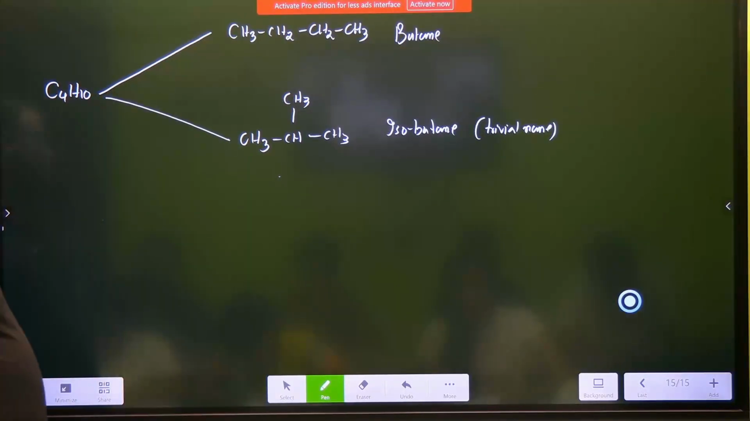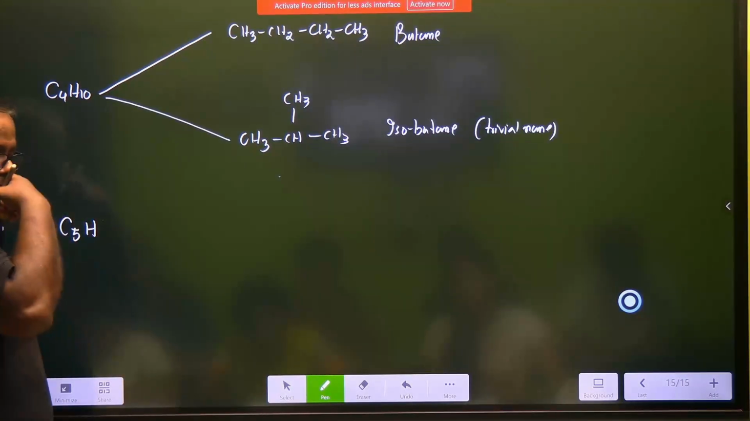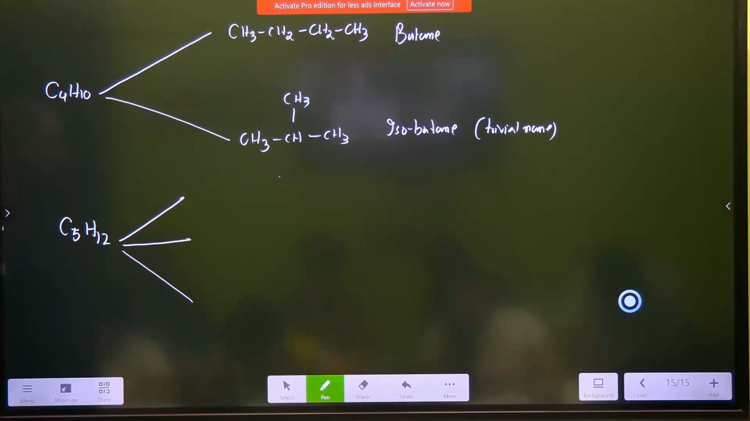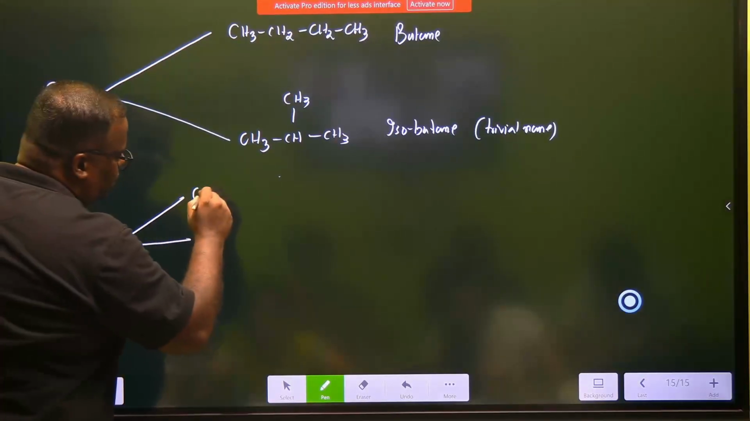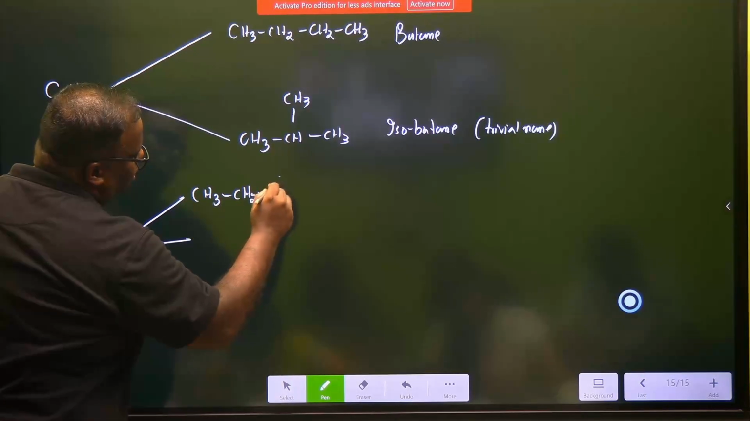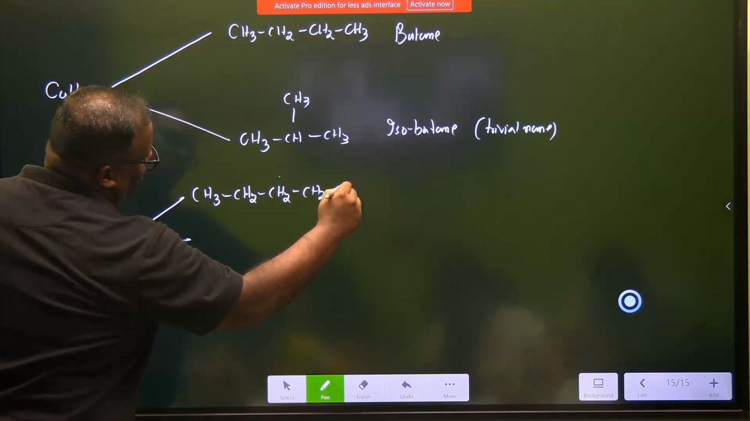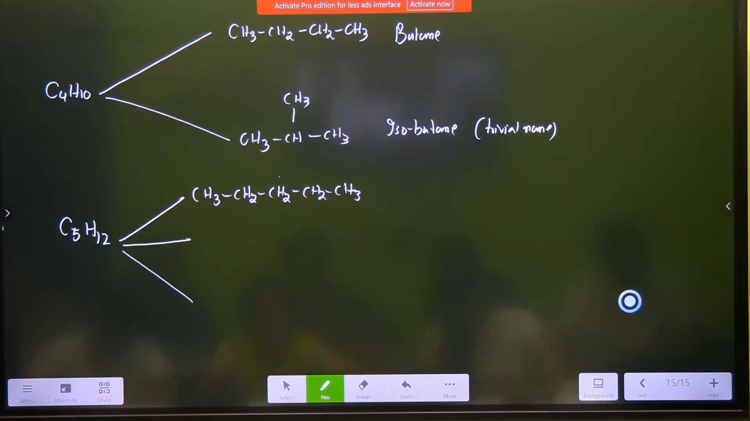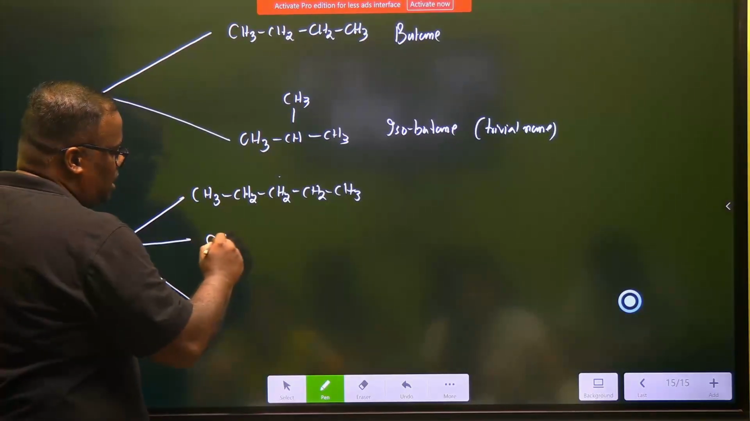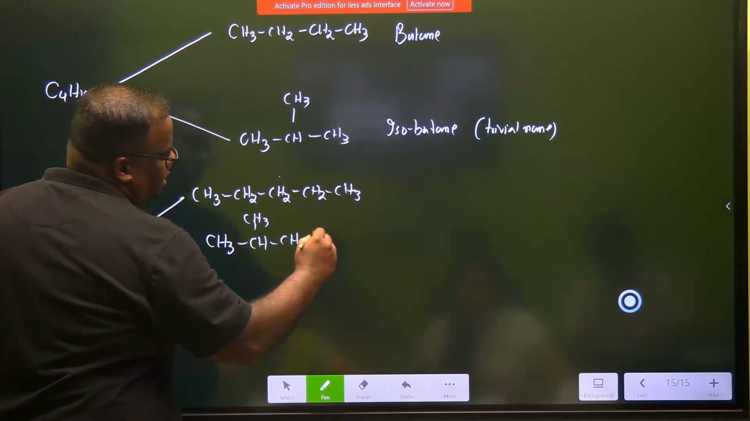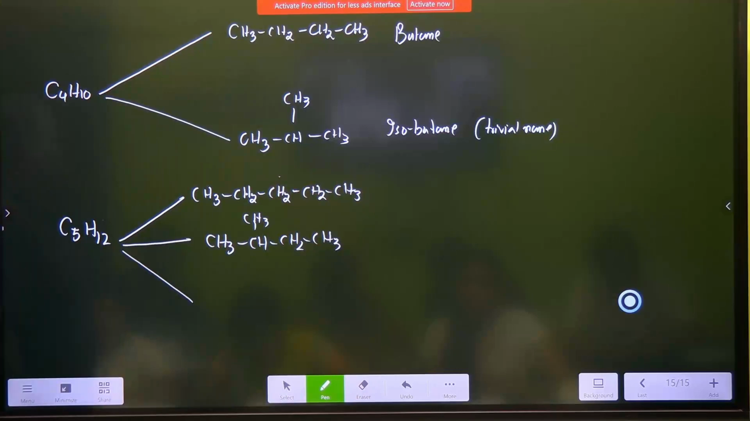After butane, what is the family name? Pentane. So pentane should be C5H12. This will show three different isomers. Let's see. The first one would obviously be the straight one. CH3, CH2, CH2, CH2, CH3. What is the name of this? Pentane. Agreed? Now the next one I can make is CH3, CH, CH3, CH2, CH3. I will not write the name now because you will not understand.